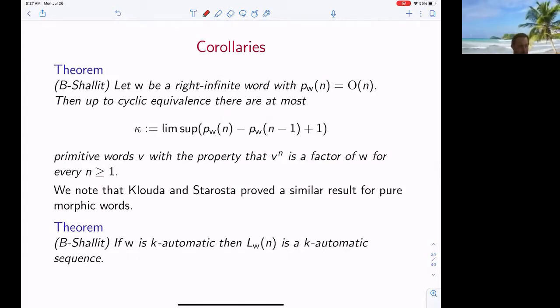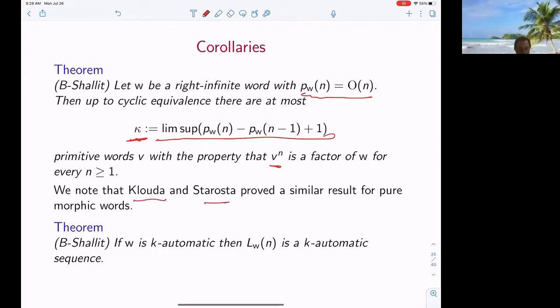So the corollaries are mainly the things I think I will actually try to prove. The first corollary is that if we have a word of linear factor complexity, then up to cyclic equivalence, there are at most this number of primitive words that have the property that V to the n is a factor of W for every n bigger than or equal to 1.